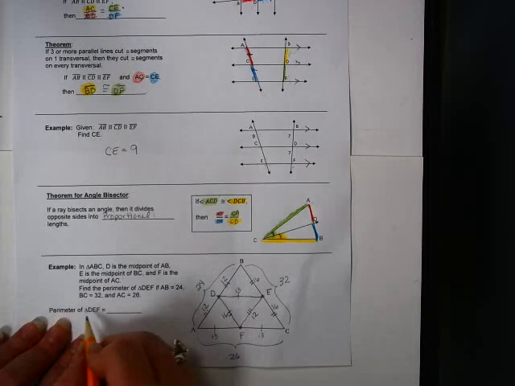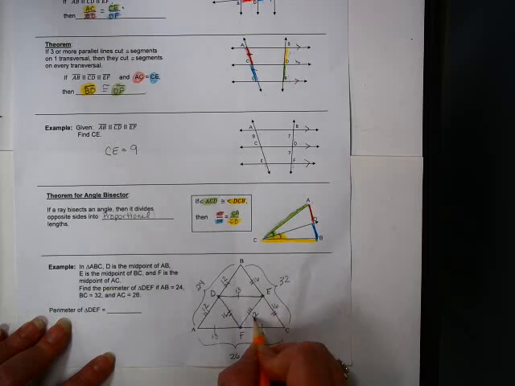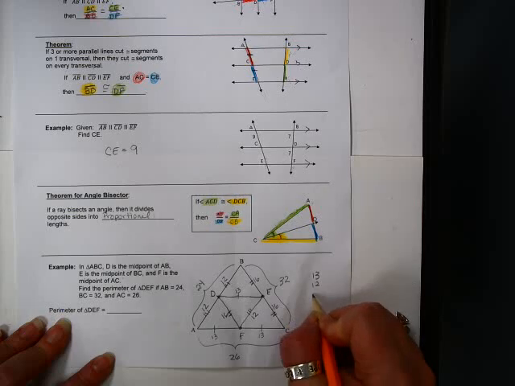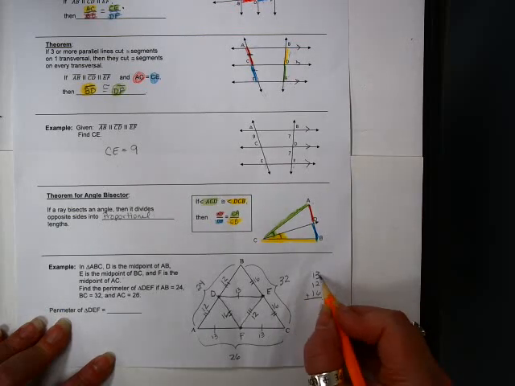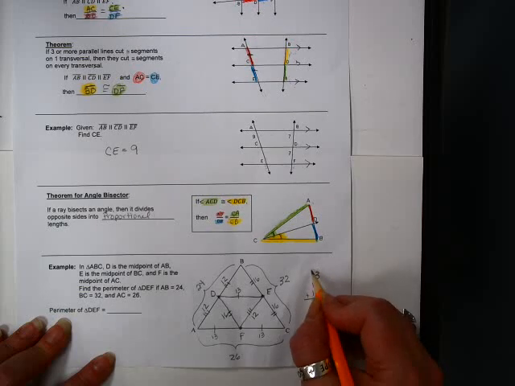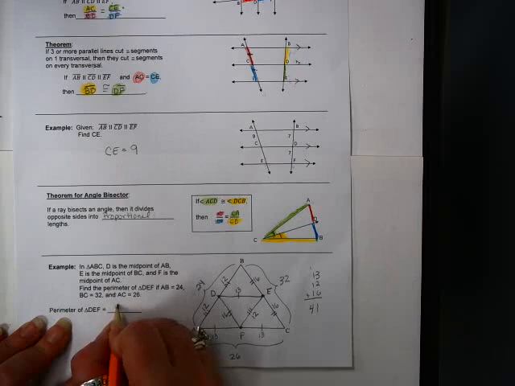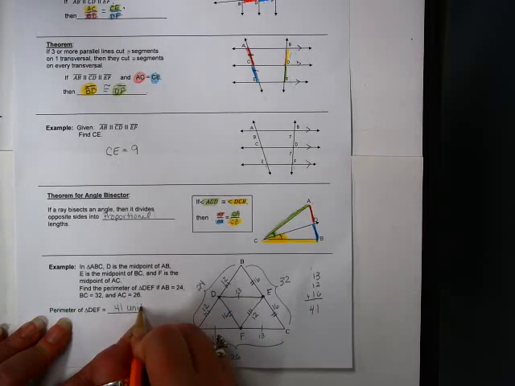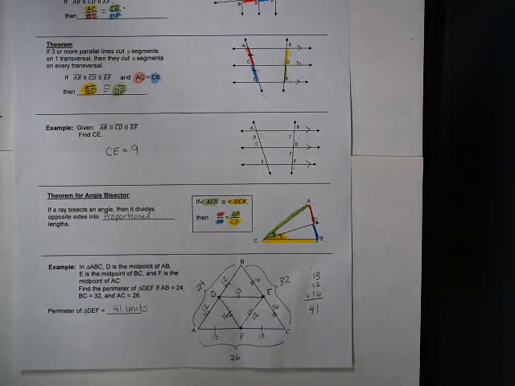To find the perimeter of DEF, I have to add the 13, the 12, and the 16. 13 plus 12 plus 16. That's going to be 41. And they didn't give me a unit, so I just put units. And that is it for lesson 6.6.